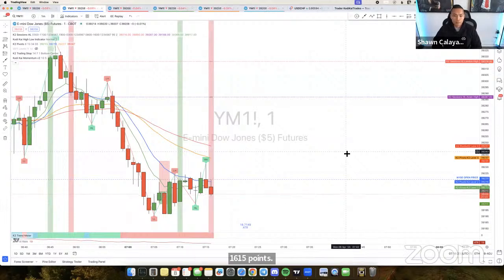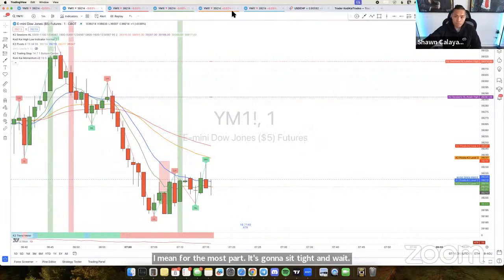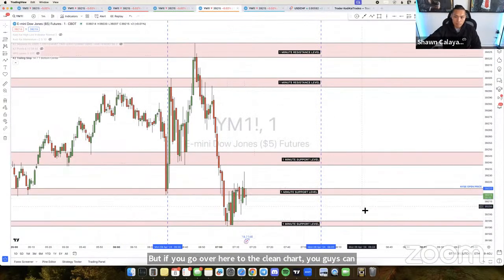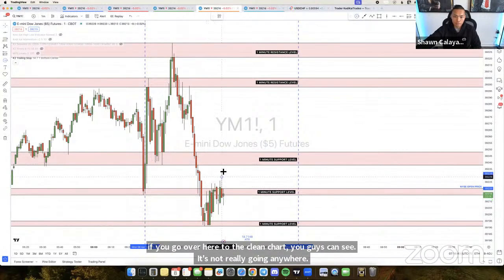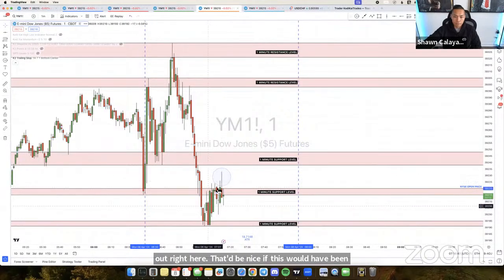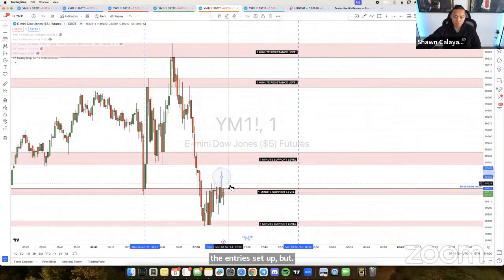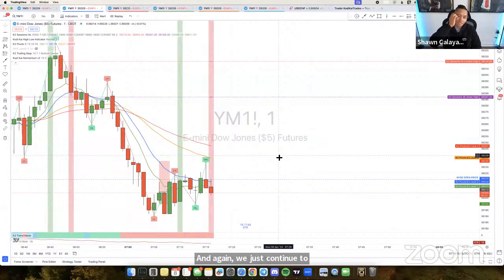Yeah, for the most part, you just got to sit tight and wait. But if you go over here to the clean chart, you guys can see it's not really going anywhere. It's just faking out like it did earlier. Price came up, fake out right here. That would have been nice if this would have been the entry setup, but this candle here is red. Price pushed up, faked out right there, came right back down. And again, we just continue to wait for the entry here.